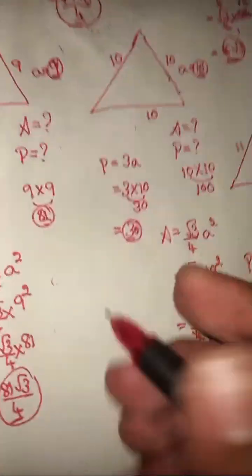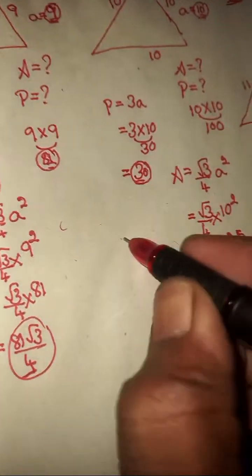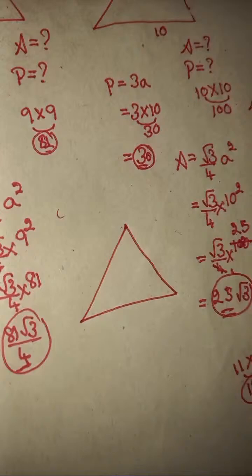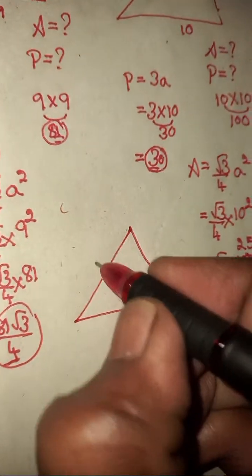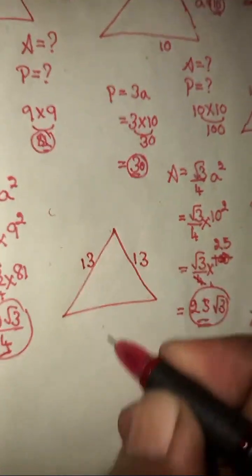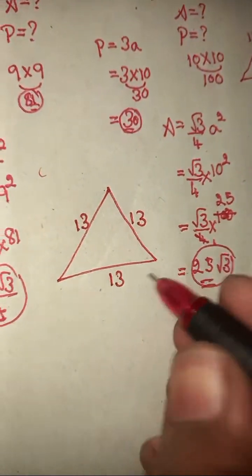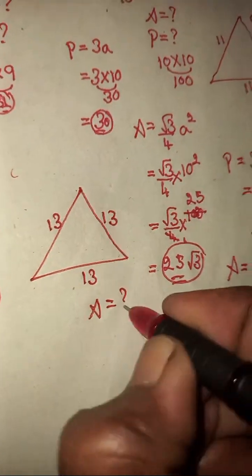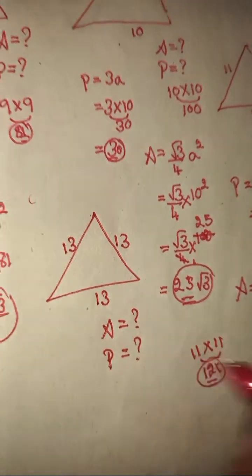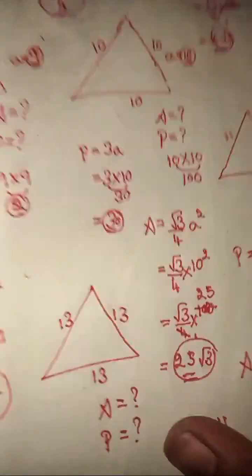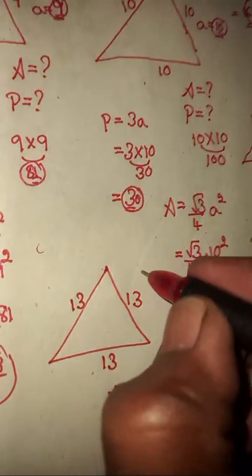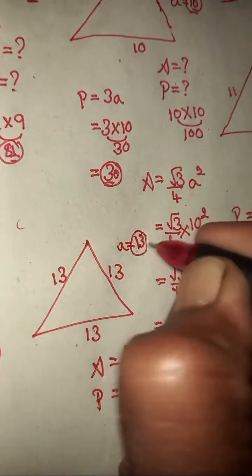Let's take one more triangle. Here in this triangle, they have given all three sides as 13 units. All sides are 13 units. You need to find out what is the area and what is the perimeter. Here also they have given side length as equal to 13 units.